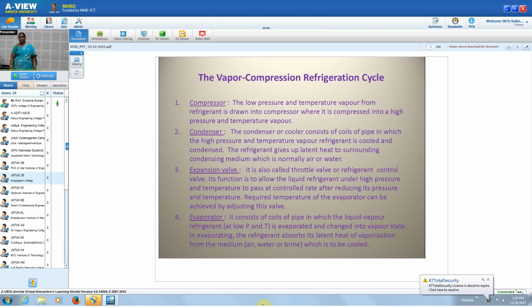Then evaporator. So the evaporator is nothing but again a heat exchanger, where the heat is to be removed. Here also it consists of a number of pipes through which the liquid refrigerant coming from the expansion valve passes, and around that there may be brine solution, or air to be cooled, or otherwise water to be cooled, whatever the medium is. So that will take the heat from the medium to be cooled or to be refrigerated.